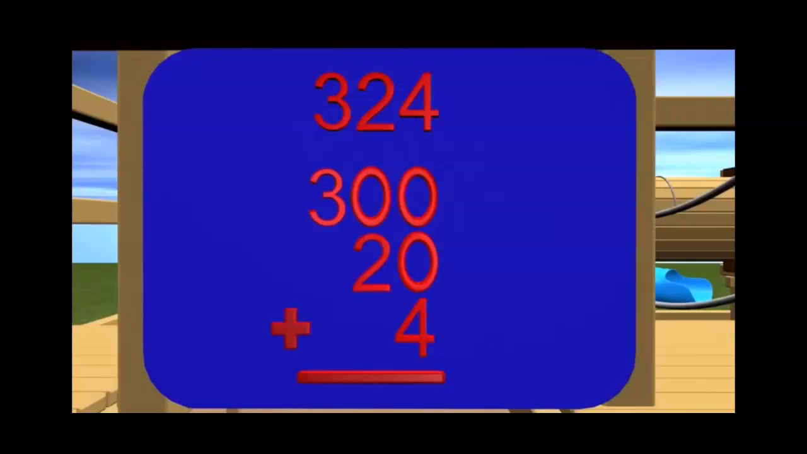Here we see the same expanded form in a different way. If you were to add all these numbers together, you would get 324. Isn't that awesome, guys? Whenever you are asked to write expanded form, I want you to try and think of a toy Slinky being stretched out so you can see all of the values of each digit.